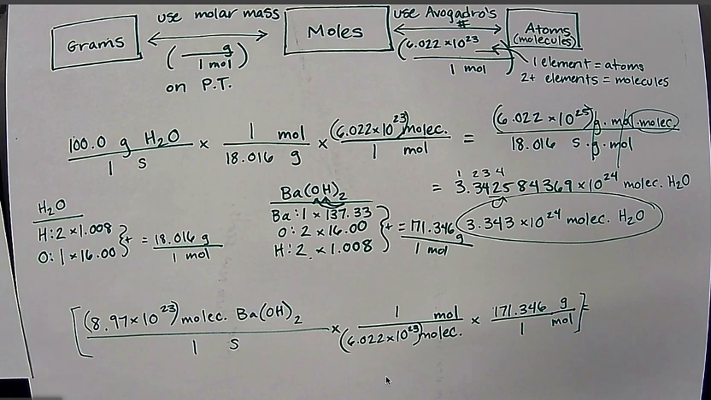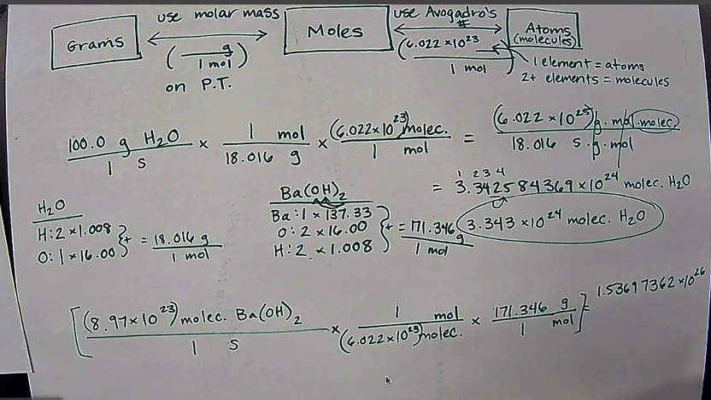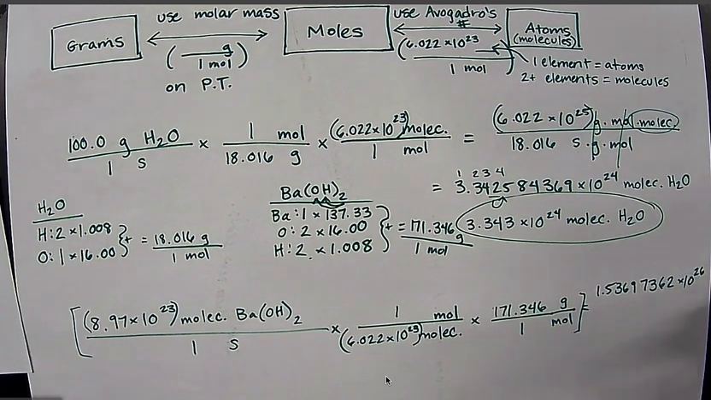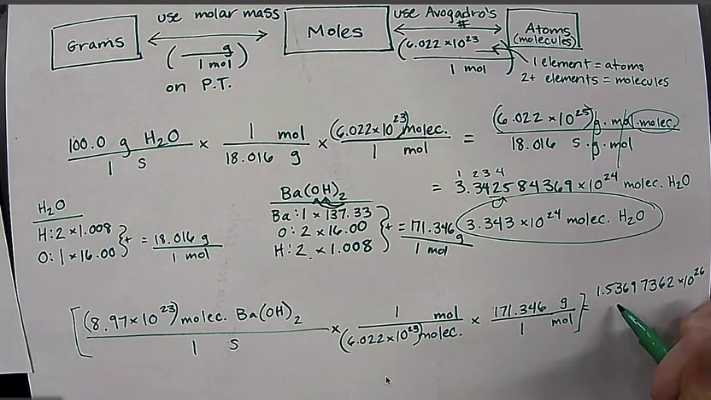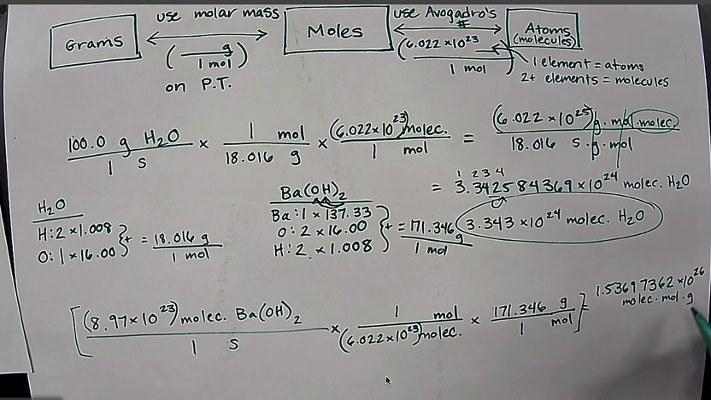But again, just to show you how everything works out when we do the math all the way across the top and bottom, I'll show you how that goes. Parentheses, 8.97 times 10 to the 23rd, end parentheses, times 171.346. On the top, I got 1.53697362 times 10 to the 26th. Remember, if you see an E, that's the same thing as times 10. Don't put an E, put the times 10. My units, kind of ran out of room here. Molecules times moles times grams.